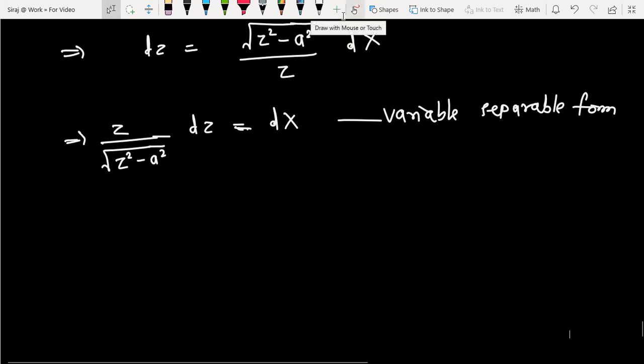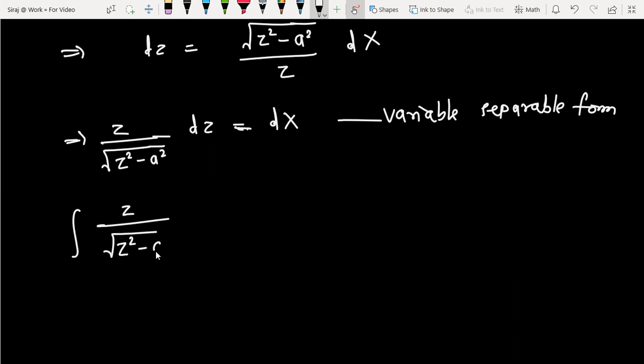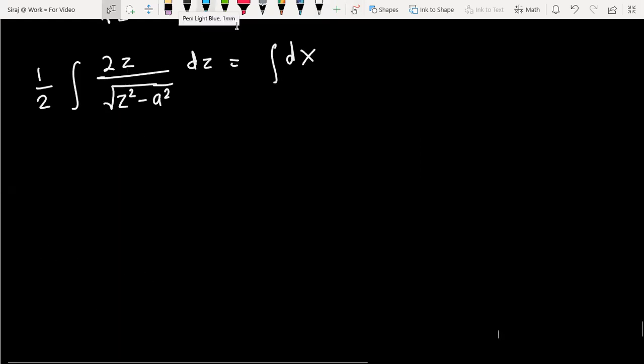On integrating this equation, we get integration of z upon square root of z square minus a square with respect to z, that is equal to integration dx. On left hand side, we can adjust here 2 and 1 by 2. Okay, so we have adjusted here 1 by 2 and 2 on left hand side, and the reason behind is that now the function inside the integration, it is integration of twice z upon square root of z square minus a square.